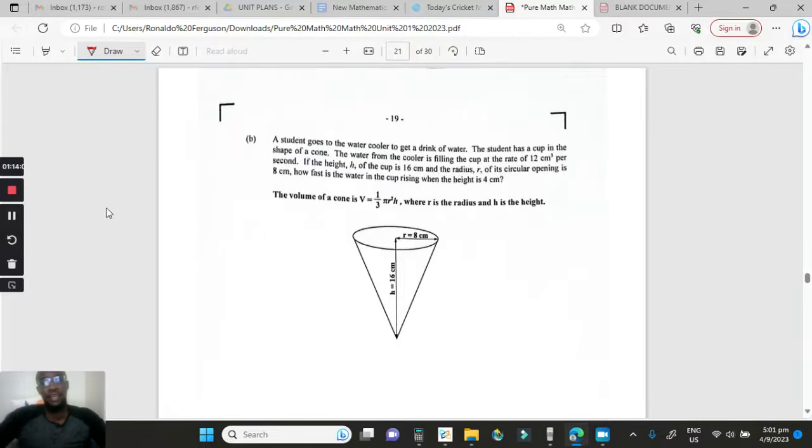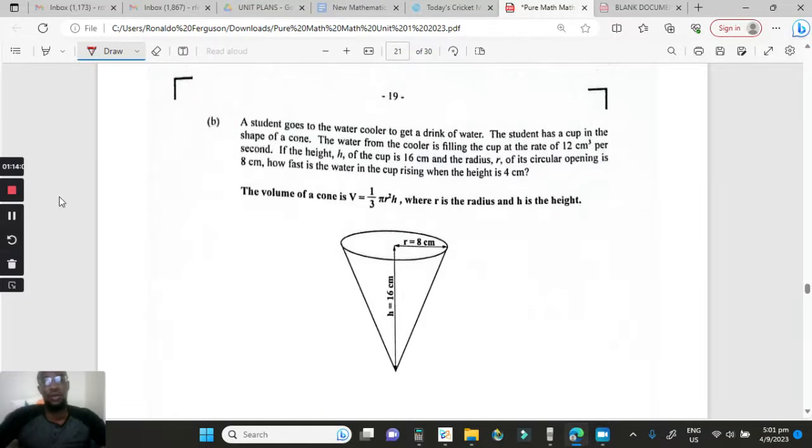Alright, part B, it says a student goes to a water cooler to drink some water. The student has a cup in the shape of a cone. Sometimes you go to the bank and they have the water cooler and the cup is in a cone shape, right? Just to picture real life. Sometimes you get math and you ask, why are they doing this? Picture it in real life. You go to the bank, you get the cone cup, and they give you either cold water or hot water, right? You pull up the blue button or the red button.